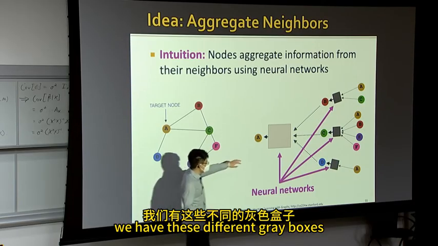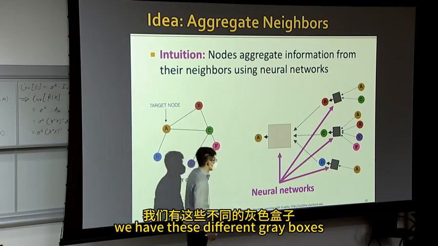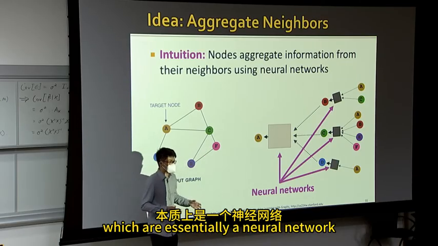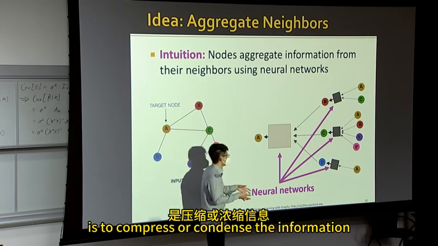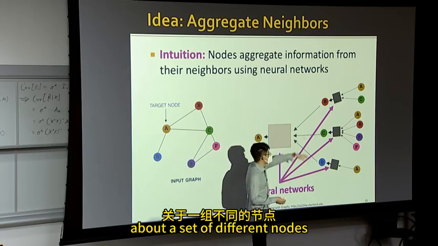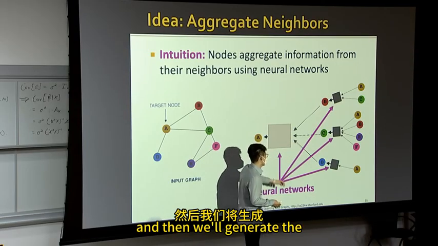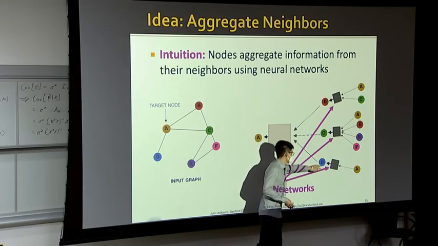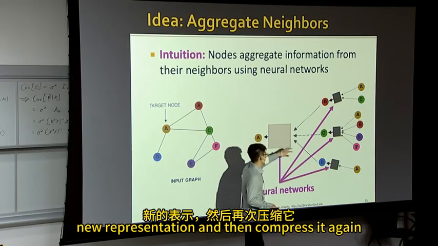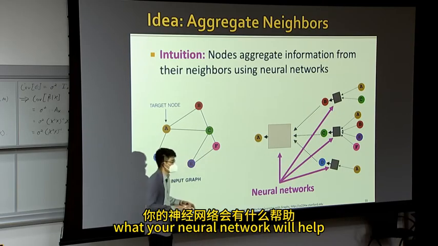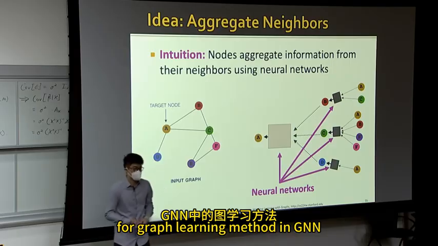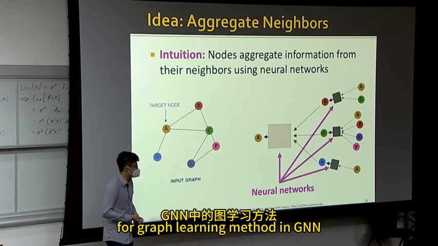We have these different gray boxes, which are essentially a neural network. What this neural network does is compress or condense the information about a set of different nodes, and then generate the new representation and then compress it again. So this is where a neural network will help for a graph learning method in GNN.